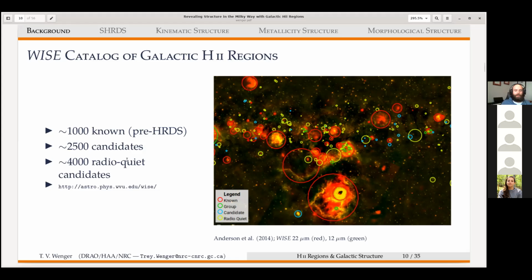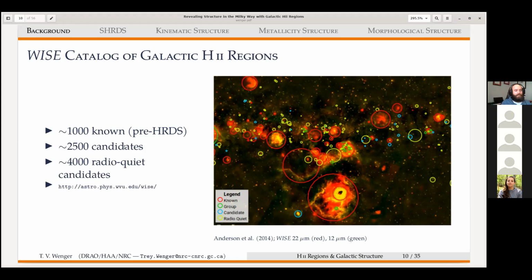Before our surveys, there were about 1,000 known HII regions in this catalog and 2,500 candidate HII regions. These are things that have the infrared morphology of an HII region, and they also have associated radio continuum emission in Galactic plane and all sky radio continuum surveys. And then there were 4,000 what we called radio quiet candidates. These are objects that have the infrared morphology of an HII region, but they either weren't detected or the radio continuum surveys didn't cover the part of the sky where those candidates were. You can play with the catalog at this website if you like to. It's pretty fun.